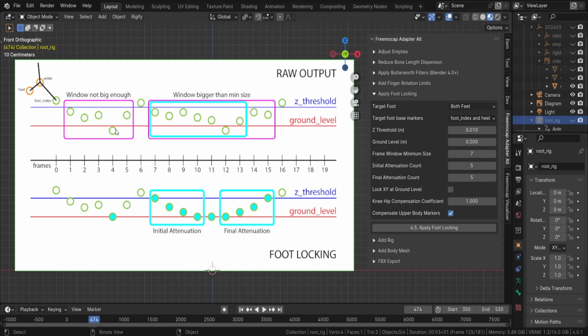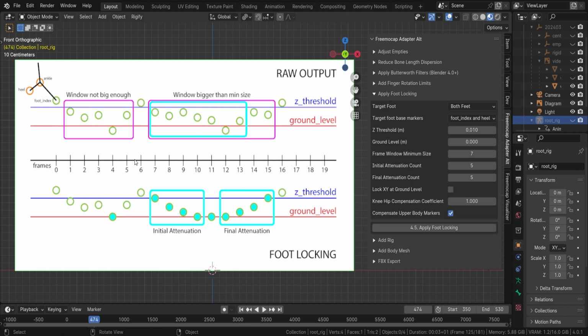But independent of that, the function checks that all the markers are at or above ground level. In this case, the marker in frame 4 is below the ground level, so its position is set equal to the ground level. In the diagram, you can see these are the markers that change after applying the foot locking, and this marker was moved to the ground level.